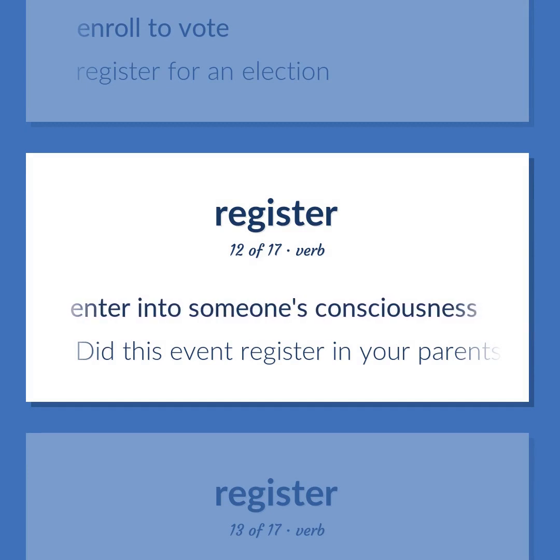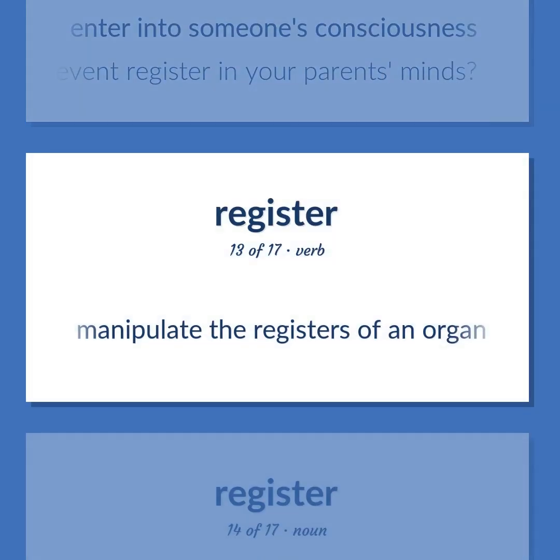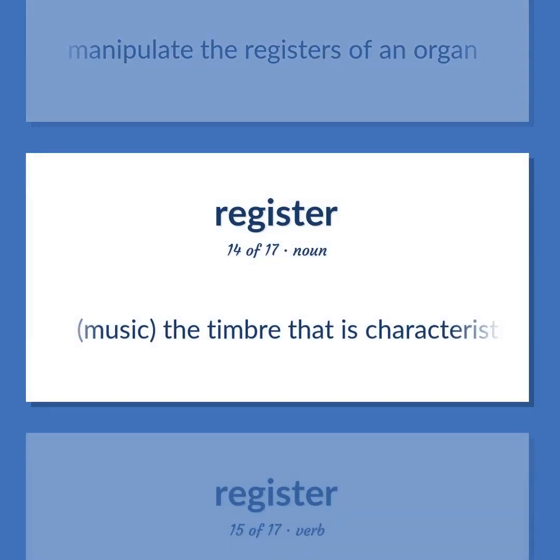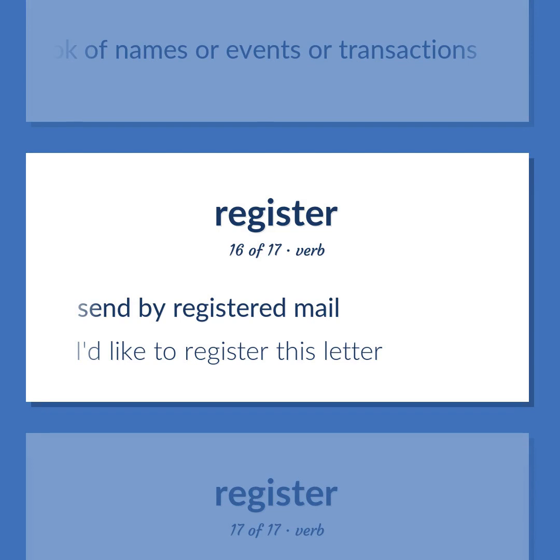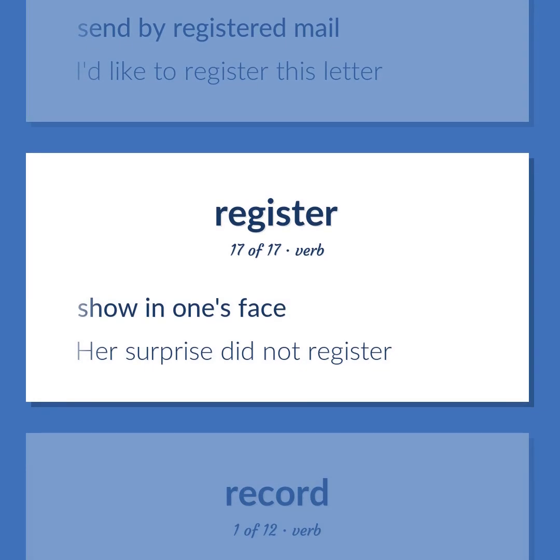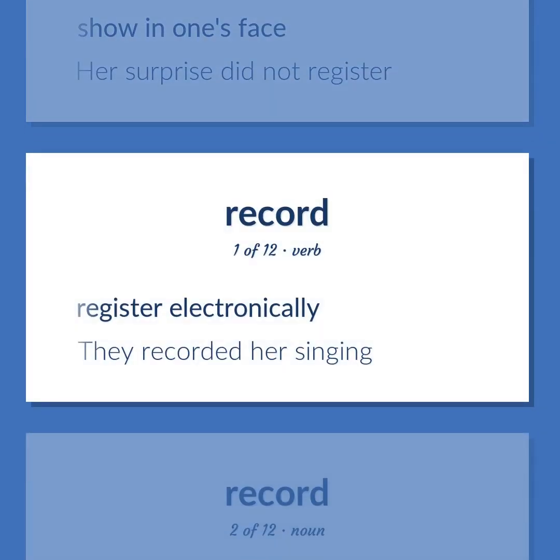Enter into someone's consciousness. Did this event register in your parents' minds? Manipulate the registers of an organ. Music. The timbre that is characteristic of a certain range and manner of production of the human voice or of different pipe organ stops or of different musical instruments. Record in writing. Enter into a book of names or events or transactions. Send by registered mail. I'd like to register this letter. Show in one's face. Her surprise did not register. Register electronically. They recorded her singing.